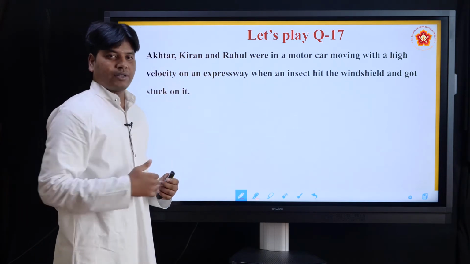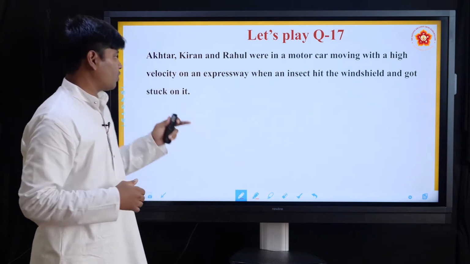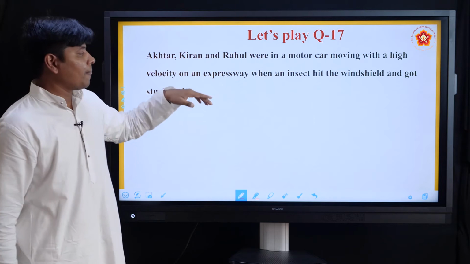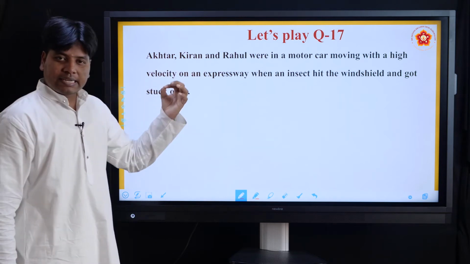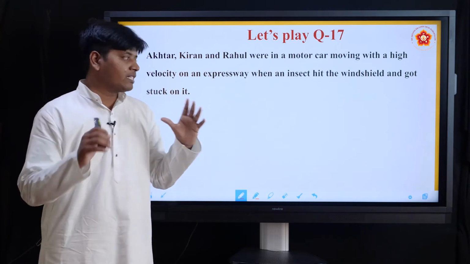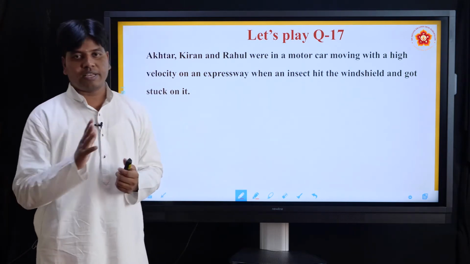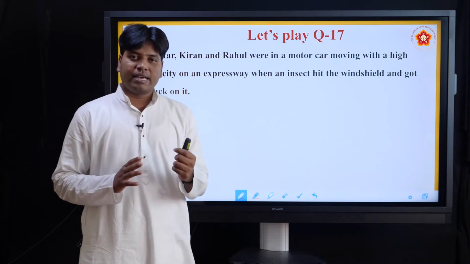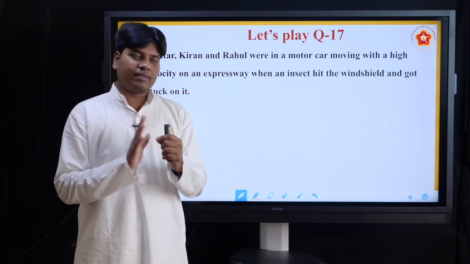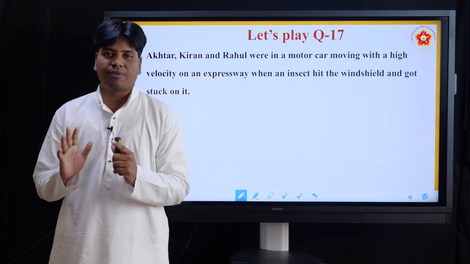What is a windshield? You have a mirror, right? You have a glass in front of the driver that we call the windshield. So it shields the wind. So what happens? The insect comes and sticks on the windshield. So the situation is like this. 3 of your friends are moving in a car. An insect comes and hits your car on the windshield and sticks to it. This is the overall situation that we have.